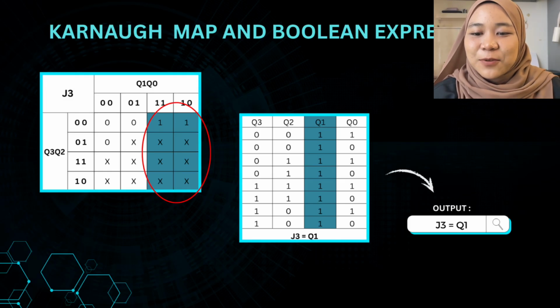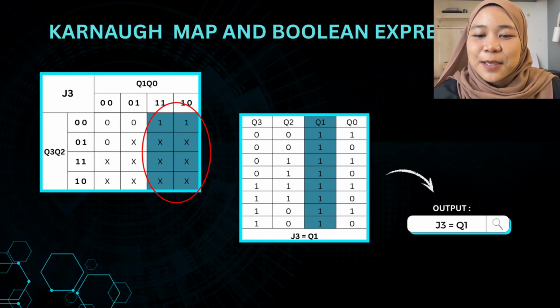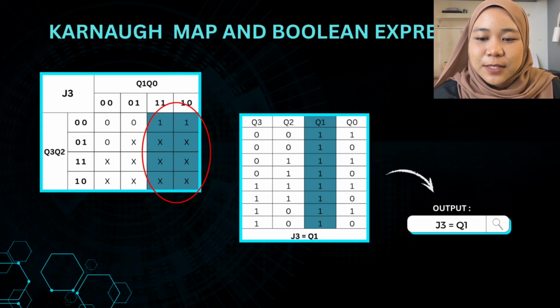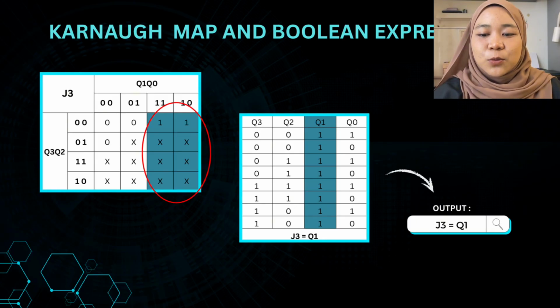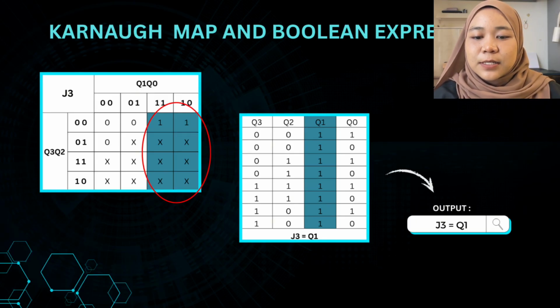Okay, next, continue to Karnaugh map and Boolean expression. We have the Karnaugh map for the J3 input. We populate this K-map using the corresponding J3 values from our excitation table. By grouping the cells, we derive the simplified Boolean expression for J3. The output clearly shows that J3 simplifies to Q1. This means the J input of the third flip-flop will be directly connected to the Q output of the first flip-flop.